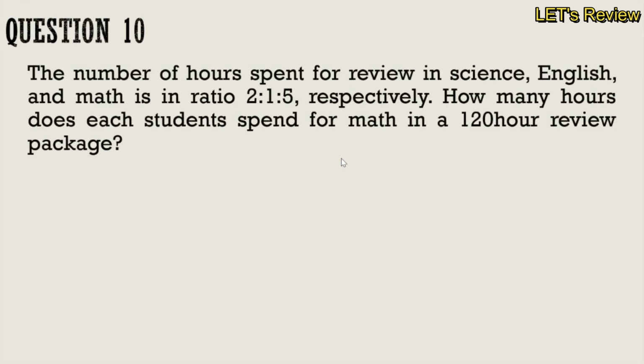Question 10. The number of hours spent for review in science, English, and math is in ratio 2:1:5, respectively. How many hours does each student spend for math in a 120-hour review package? A. 75 hours, B. 50 hours, C. 70 hours, D. 60 hours.